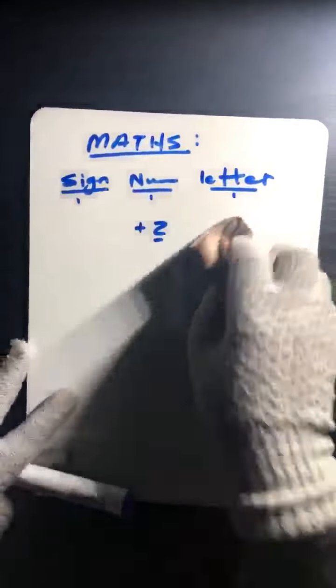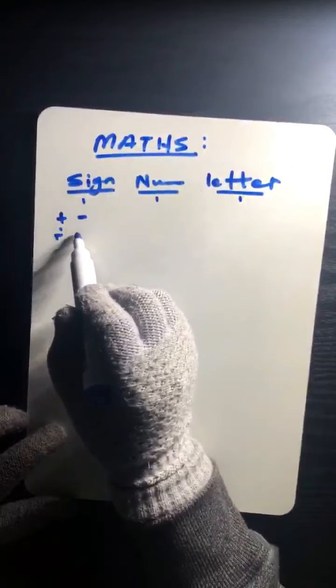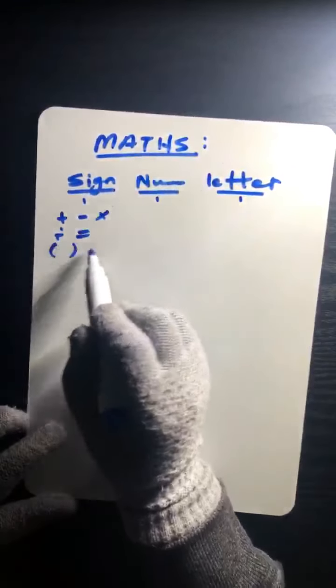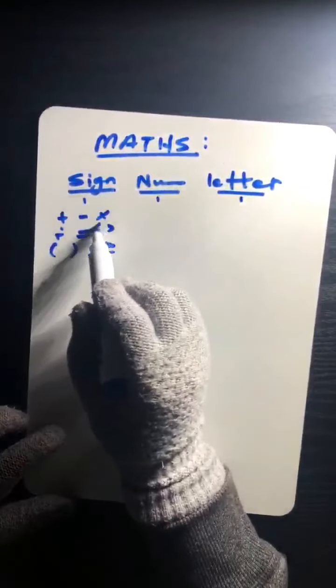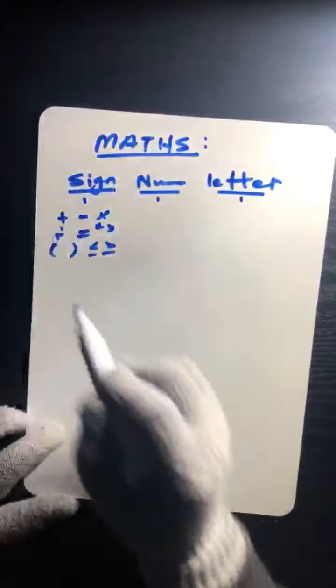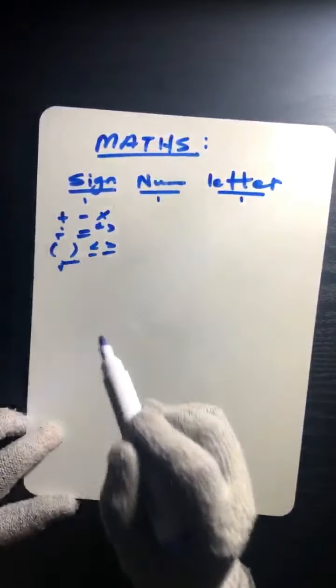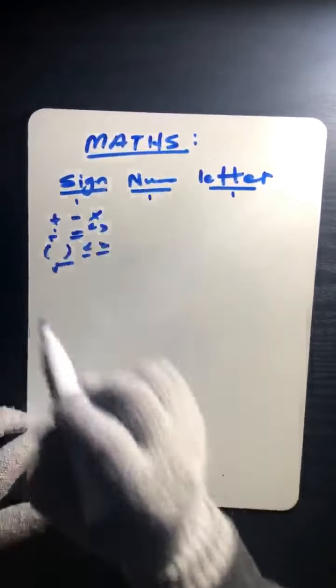So the moment you notice that you've got a sign, a number, and a letter, then you know it's a math problem. Remember, a sign could be a plus, minus, divided by, equals to, multiplication, brackets, less than or equal to, greater than or equal to, greater than, less than. All of these are the maths signs. Also a square root, and there are more signs. But for now, let's discuss up to that point.